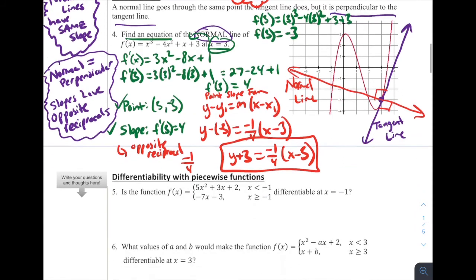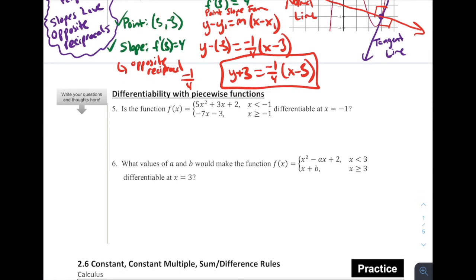Nice. Number 5, differentiability with piecewise functions. All right, we talked before about functions being continuous or differentiable, those being different things. We know that if a function is differentiable, it must be continuous. And back in chapter 1, we learned how to find out whether a function was continuous.